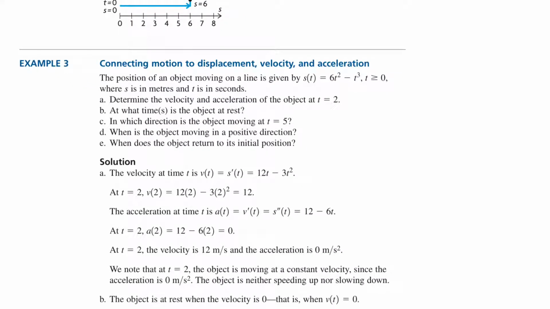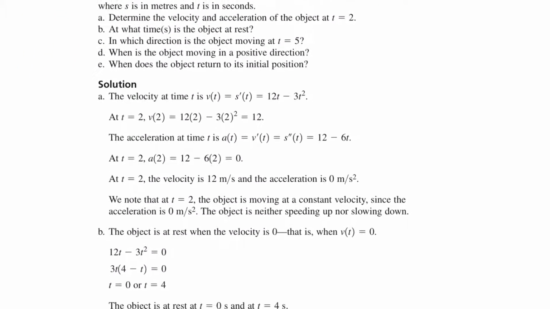Next example. The position of an object moving on a line is given by s of t equals 6t2 minus t3 when t is greater than or equal to 0, where s is in meters and t is in seconds. A, determine the velocity and acceleration of the object. Velocity is the first derivative, 12t minus 3t2. Acceleration is the second derivative, which is the derivative of 12t minus 3t2, 12 minus 6t. When t is 0, velocity is 12 meters per second and acceleration is 0 meters per second squared.